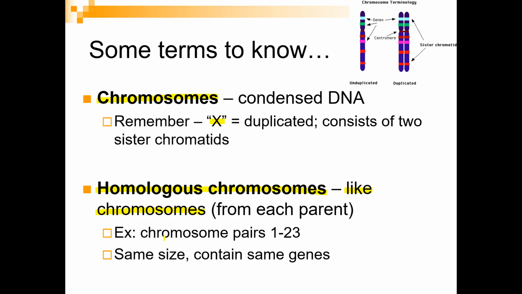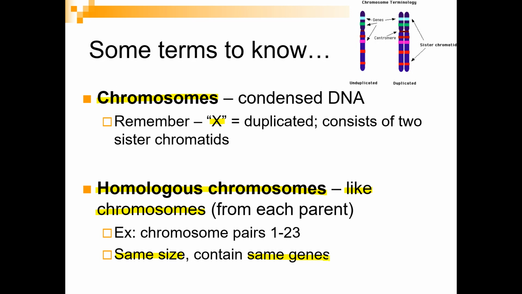Now, they are similar, okay? They are the same size, and they contain the same genes. However, they are not identical to each other, okay? In fact, that would be quite weird if your chromosome pairs were identical to each other, because remember, they came from 2 different parents. So your mom gave you a number 1, which has certain genes on it, and your dad gave you a number 1, which has certain genes on it.